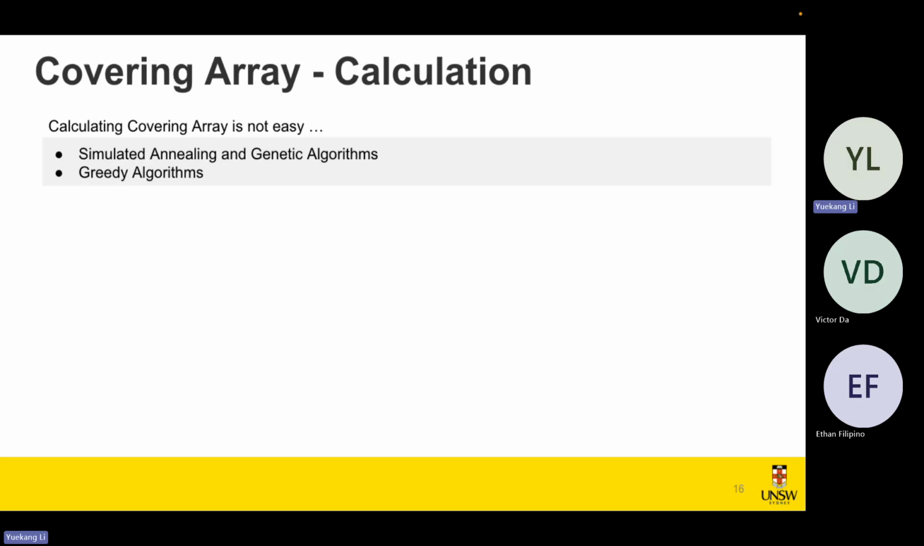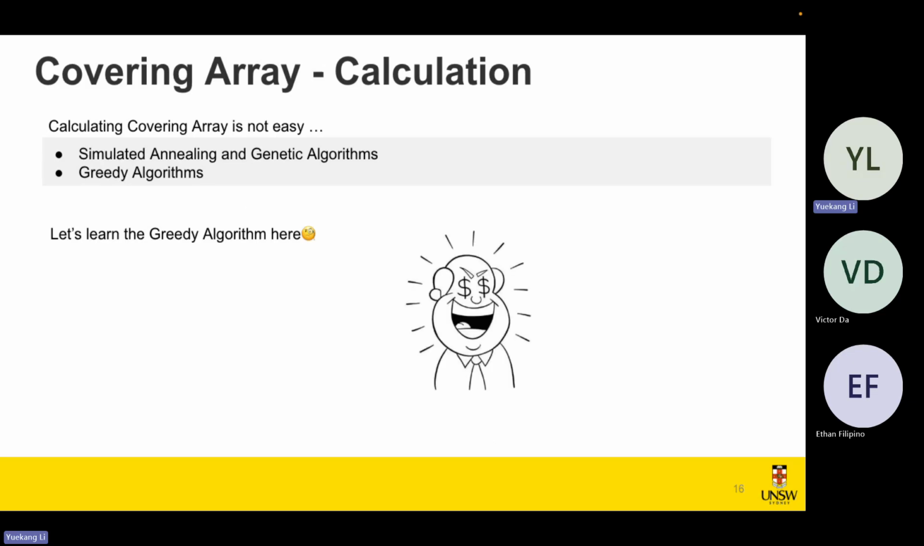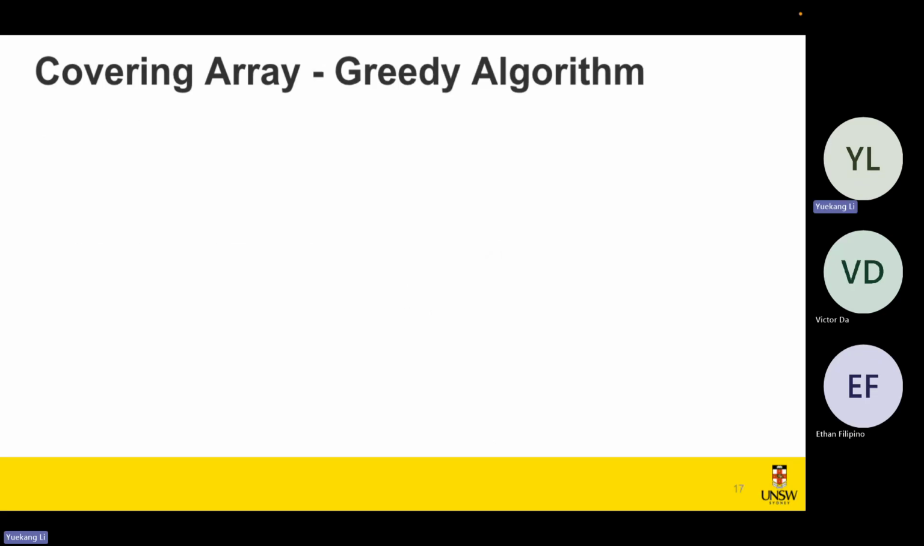So there are some meta-heuristic algorithms, which are simulated annealing and genetic algorithms. And there are some other algorithms like heuristics based, which is known as greedy algorithms. So let's try to learn the simpler one here, the greedy algorithm. So greedy is good. Let's go through the greedy algorithm step by step.